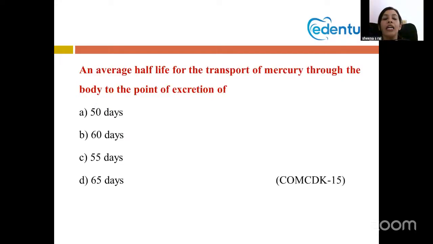Next question. An average half-life for the transport of mercury through the body to the point of excretion is. So we know that through various parts, the mercury is excreted, like the kidney, skin, lungs, GIT. But as I told, it is very much less in the kidney absorption. So what they are asking is, what is the half-life for the transportation of this mercury to the point of excretion? It is actually 55 days. That again, you have to keep in mind as such.